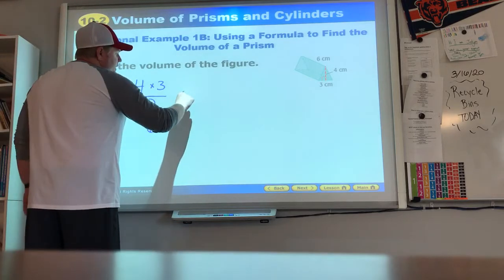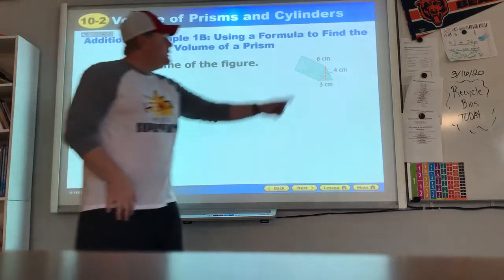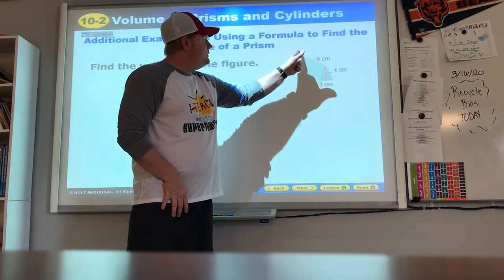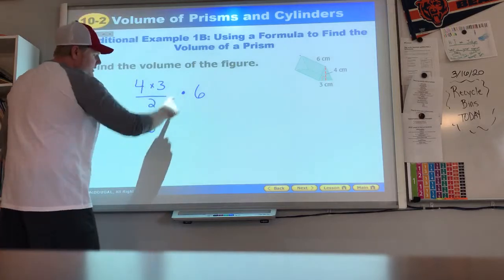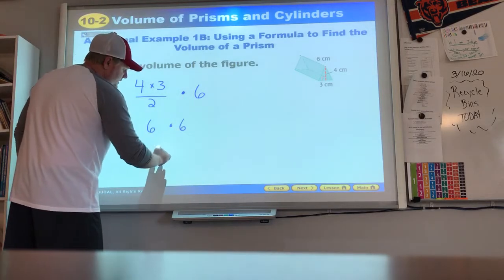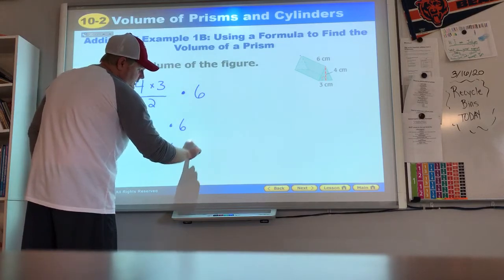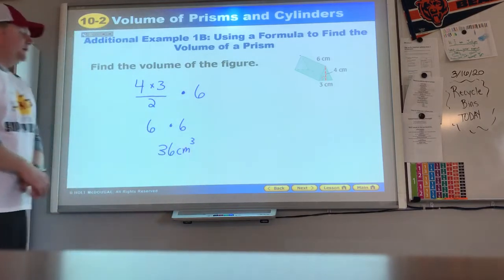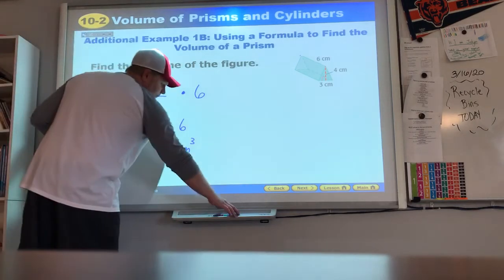Now, whatever this was, we took times the height or the distance between the bases. So from one base to the other base was 6. We do that multiplication. 6 times 6, we have 36 centimeters cubed because we multiplied 3 centimeters. All right. So those are items that we do have.